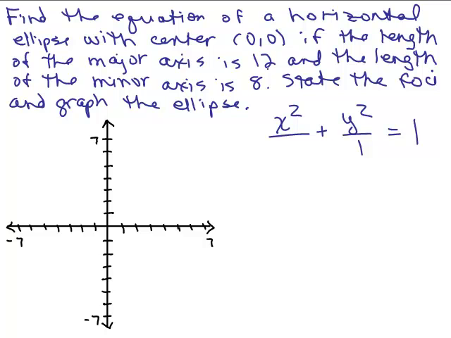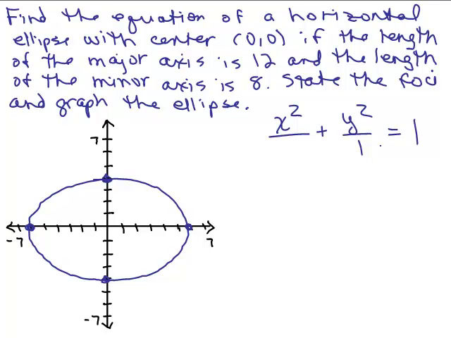So what does that tell you? If the length is 12, then it must be 6 to the right and 6 to the left. So we know those are on the ellipse. That means the minor axis must be on the y-axis, so it's got to be 4 up and 4 down. So graphing isn't too hard. We get that pretty quickly.